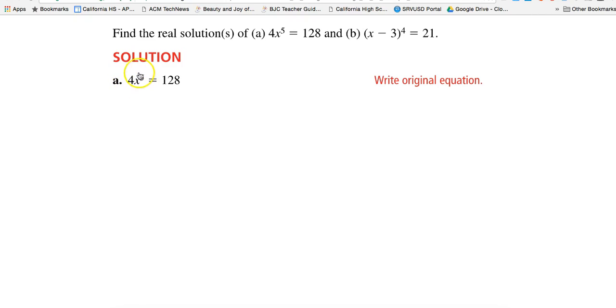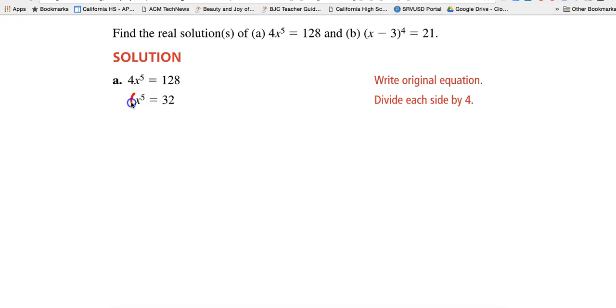Now, the first thing we have to do right here is divide both sides by 4. Okay, we want to get x by itself. So when we divide by 4, we get x to the 5th equals 32. Now, we want to go ahead and get rid of this exponent here. Because we know about rational exponents, if we can take this expression to the inverse power, that's going to get rid of our exponent.